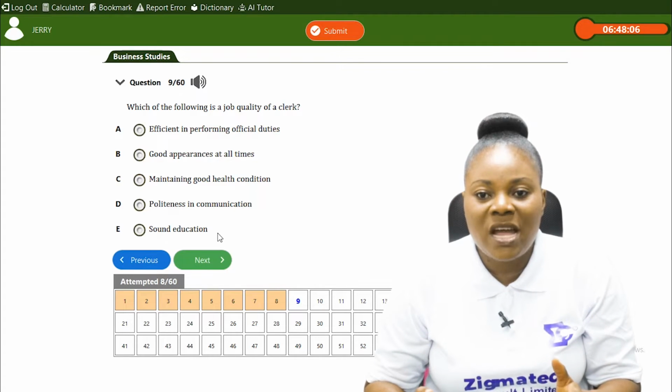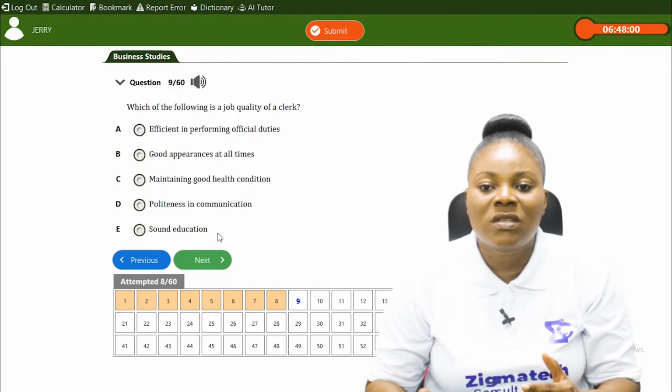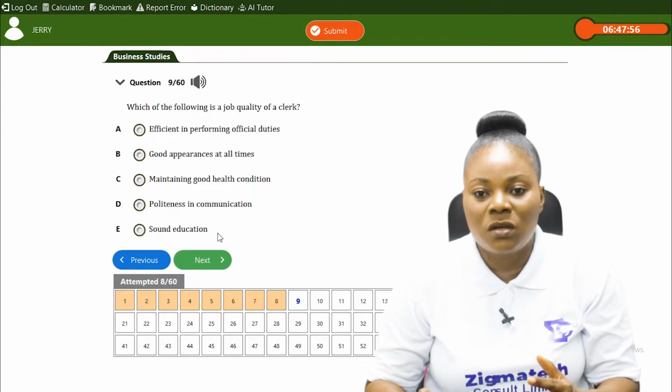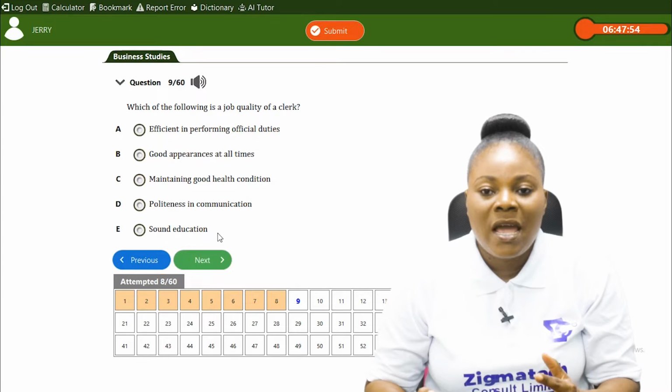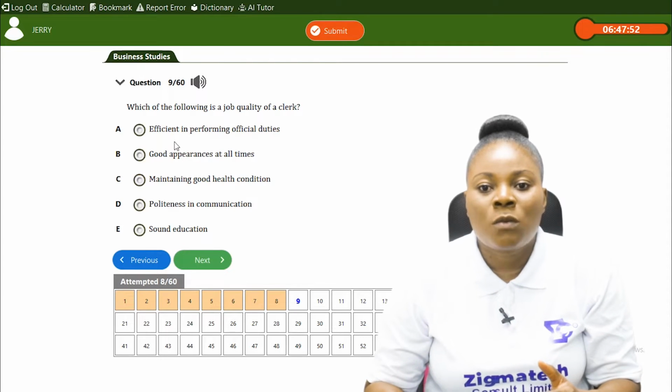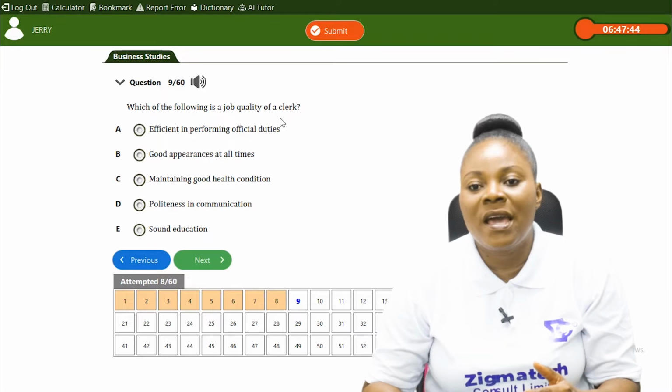A, we have efficient in performing official duties. B, we have good appearance at all times. C, we have maintaining good health condition. D, we have politeness in communication. E, we have sound education. Option A, efficient in performing official duty, is the job quality of a clerk.